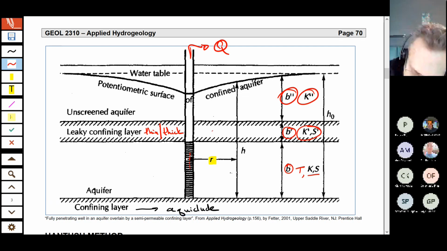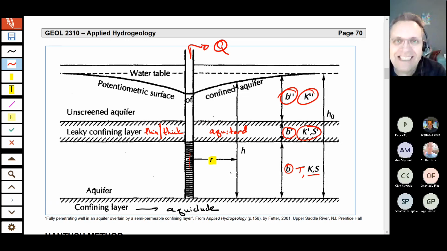This aquitard looks fairly thin in this picture. There's really no scale implied. It could be a very thin layer, or it could be a very thick layer. If it is a saturated thick layer, there could actually be a fair amount of water transmitting from it, as well as from the unconfined aquifer above. So that's something to keep in mind, that this geometry isn't fixed.